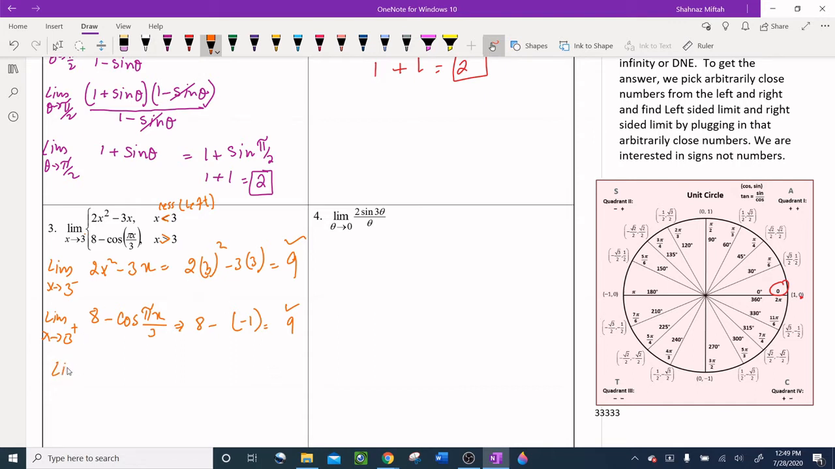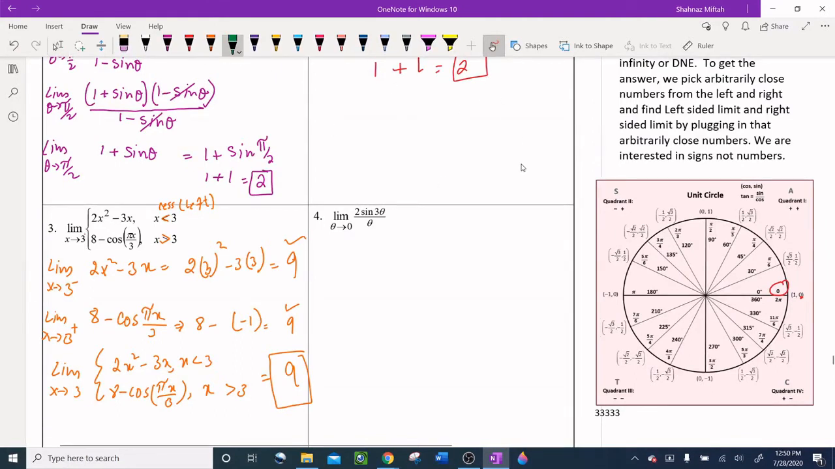So we're going to write the final answer, limit as x approaches 3, 2x squared minus 3x for x less than 3, 8 minus cosine of pi x over 3 for x greater than 3. The answer is 9.